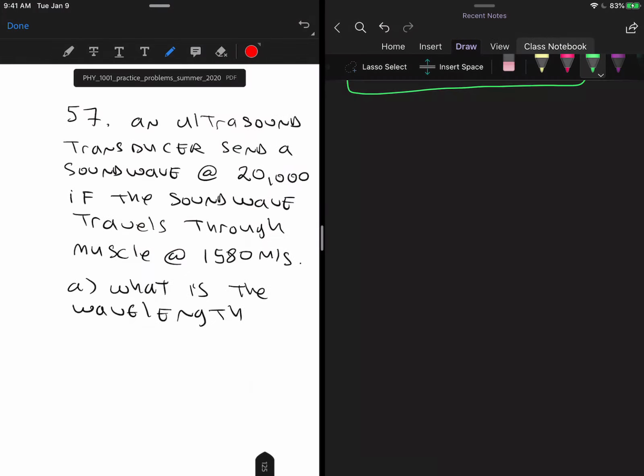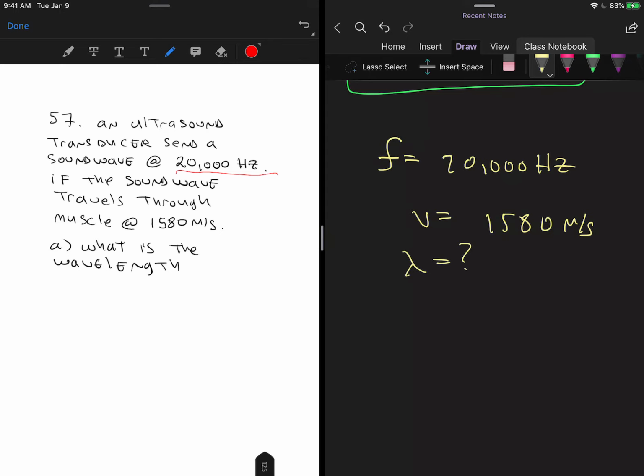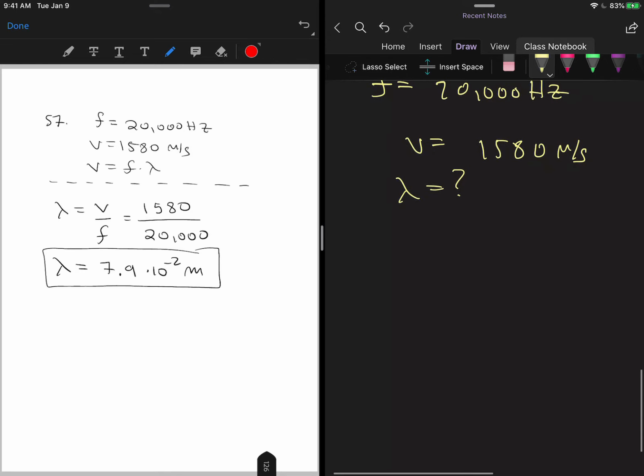All right, let's write down what we're given. So we have 20,000 Hz. That's hertz, so we're given a frequency. And next we have 1580 m/s, so that's going to be a velocity. And we're trying to find the wavelength. So the equation for this one's pretty simple. The velocity is going to equal the frequency multiplied by the wavelength.